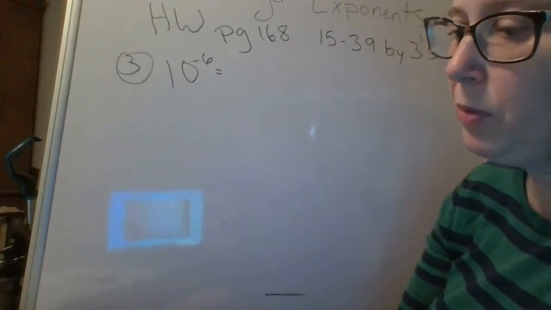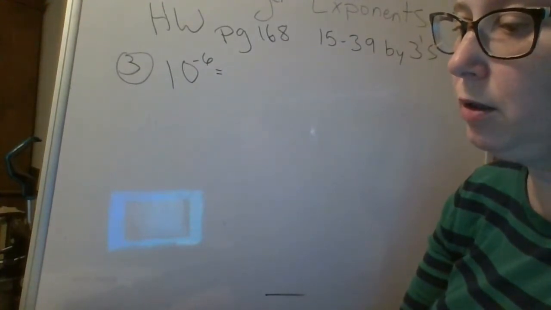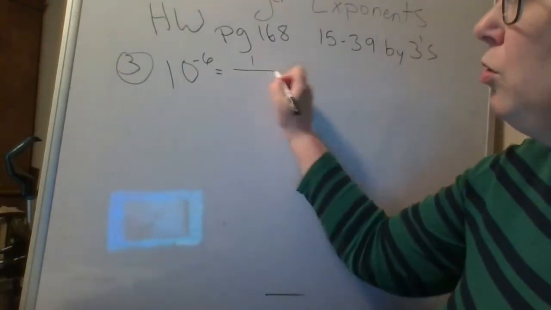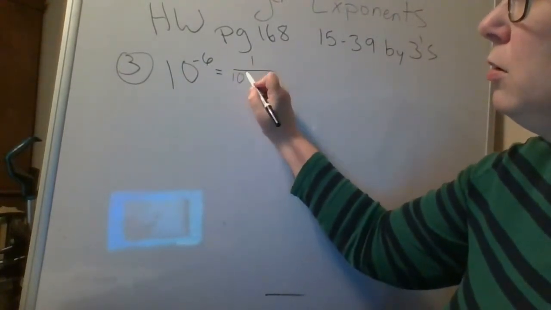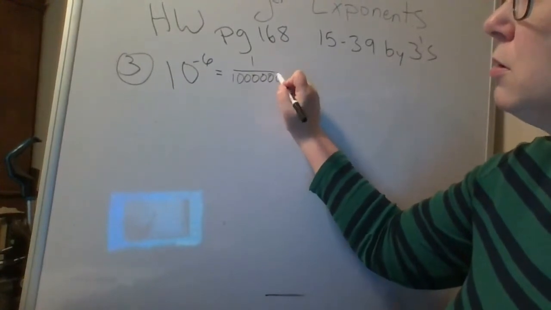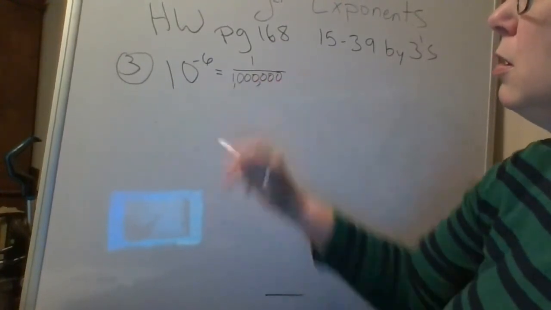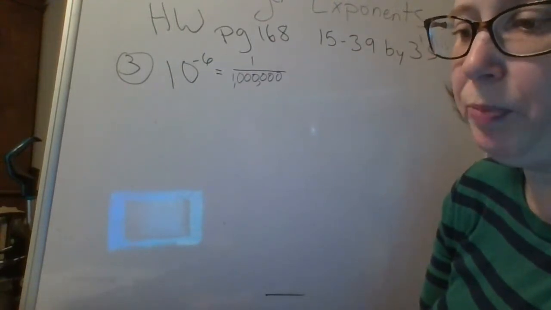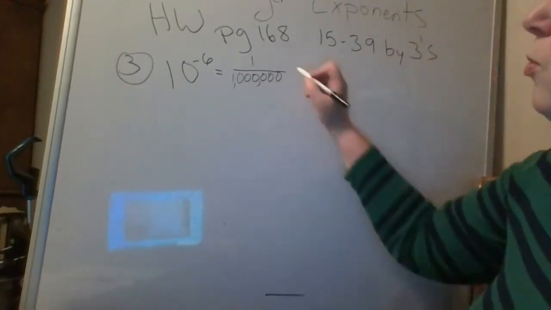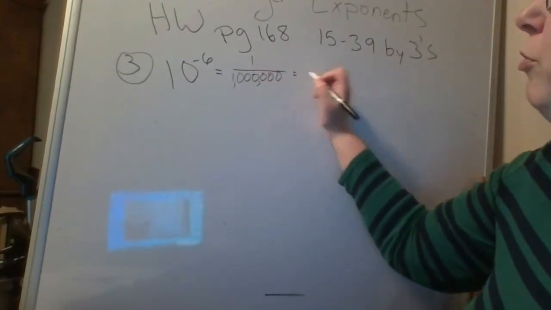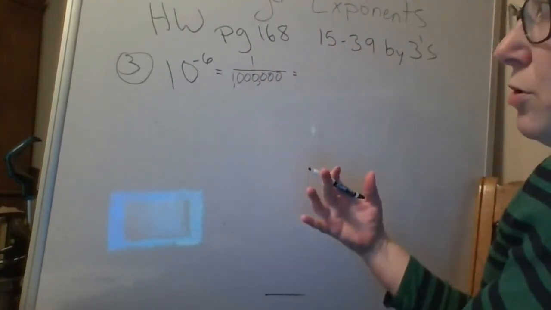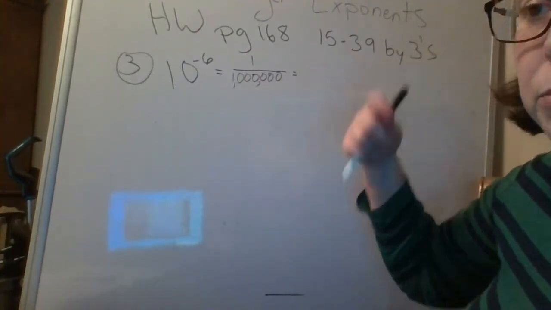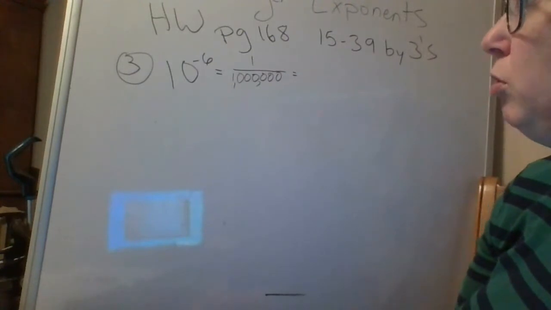When you do that, you can write it as a fraction, which would be 1 over a 1 with 6 zeros. This particular problem, though, if you read the directions, it says simplify, write in decimal form. So they don't want this fraction form, they want the decimal form. You can figure that out in 2 ways. One is to look at the fraction that you got, say it, and it will help you to figure out what the decimal would be.